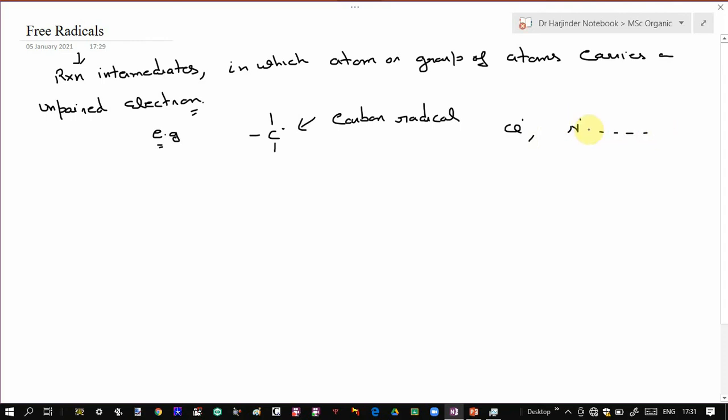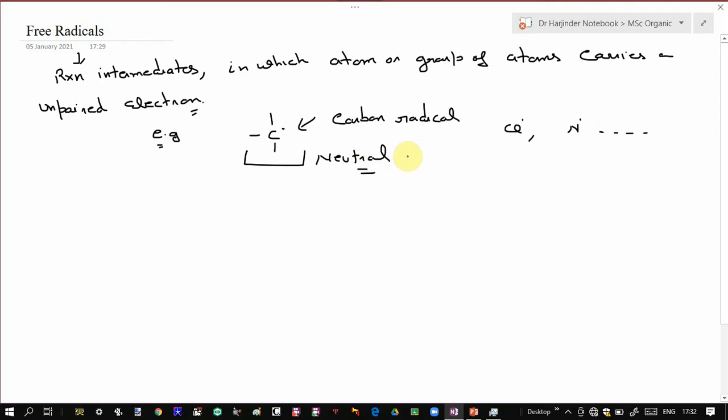So, free radical is a general term that describes intermediates in which atoms or group of atoms carry an unpaired electron. Since this one electron is there and they don't have a complete octet of electrons, they are highly unstable and they want to take another electron to complete their octet, so that's why they are highly reactive. At the same time, these species are neutral. They do not have any charge and they are neutral in nature.